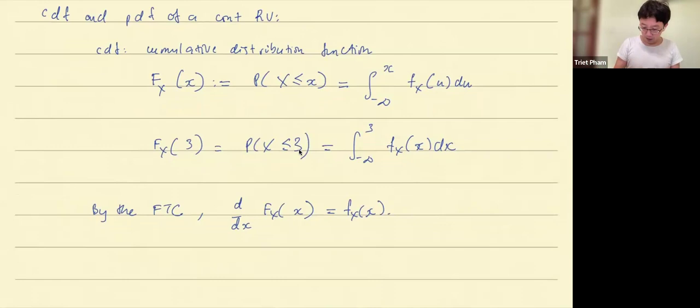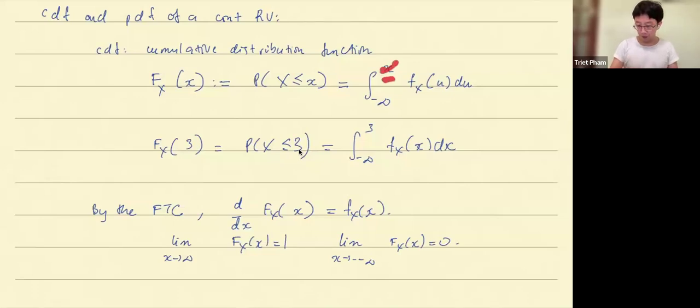And of course, things like this: the limit as x goes to infinity of the CDF is 1, and the limit as x goes to minus infinity of the CDF is 0. We see that because if this goes to infinity, that's the total mass, so that's 1. If this goes to minus infinity, well, 0.